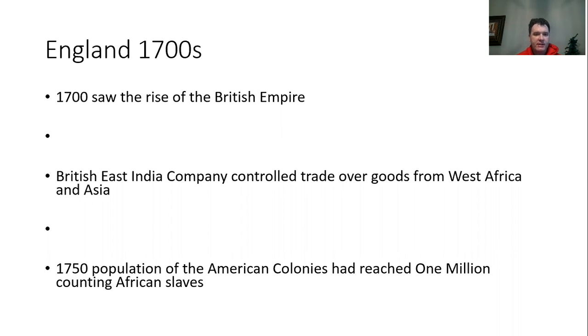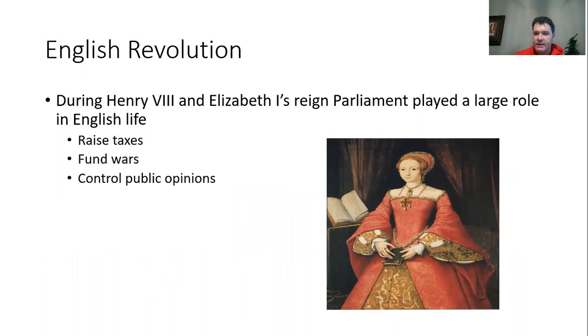Okay, so the 1700s are going to see the rise of the British Empire. By the early 1700s, you're going to see a large British population in the New World, living in the American colonies for different reasons. The British East India Company is going to control trade through West Africa and into Asia. They're going to be the dominant global force. And by 1750, we have over 1 million colonists and enslaved Africans living in the New World.